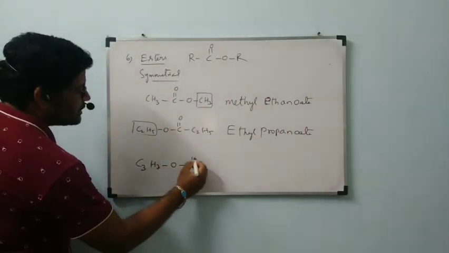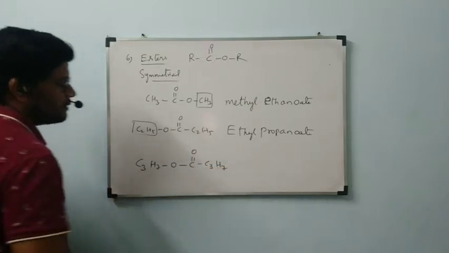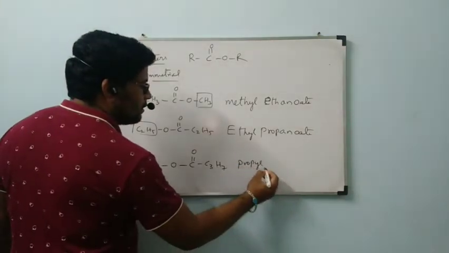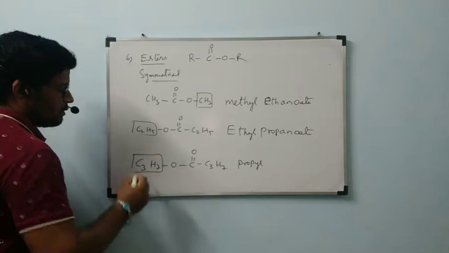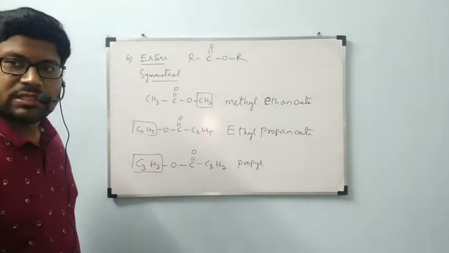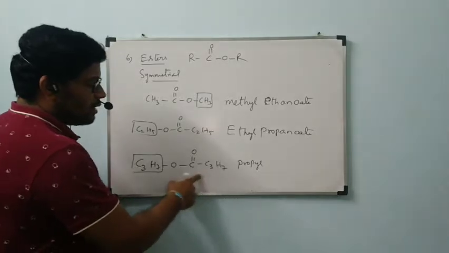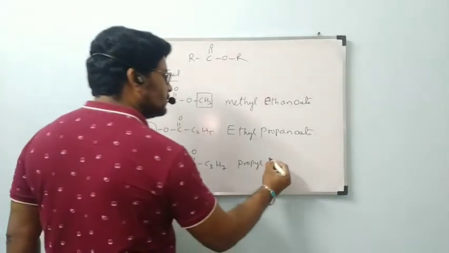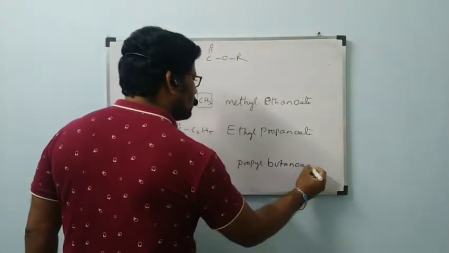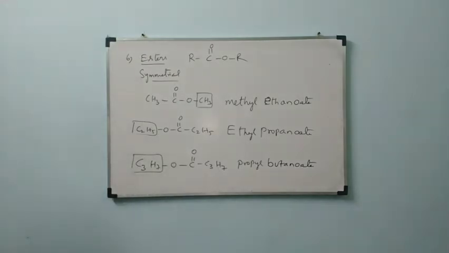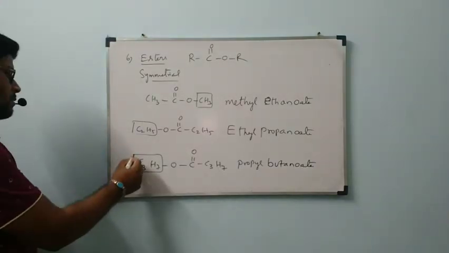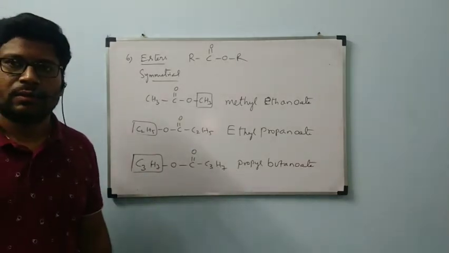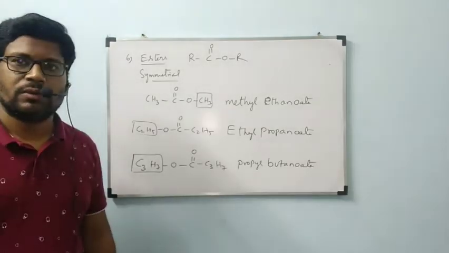C3H7 O C double bond O C3H7. What is the name of this compound? Propyl. This is the R group which is bonded to oxygen, that one is propyl. Close that one. Here how many carbons do we have? 4 carbons. Butanoate. Propyl butanoate. Okay? This is the name of the compound.